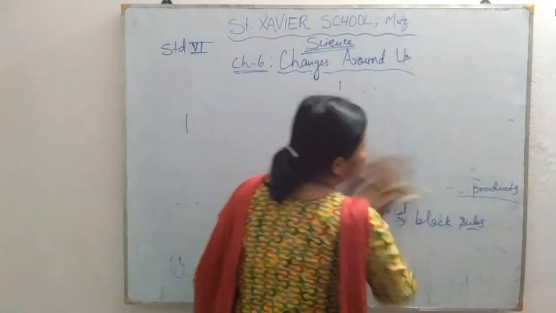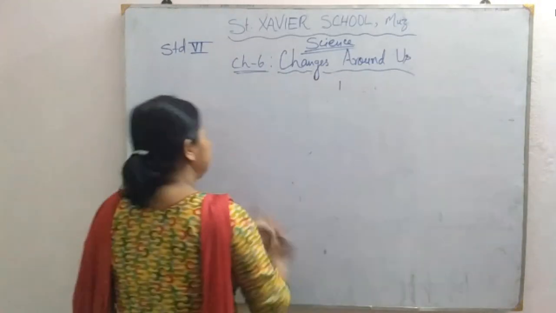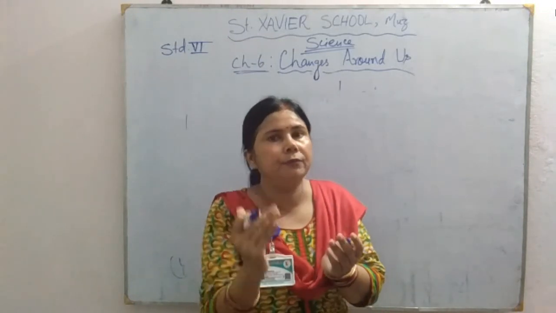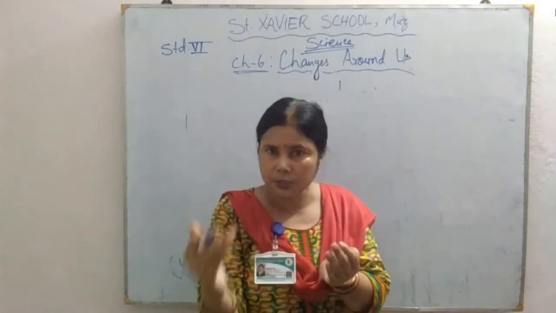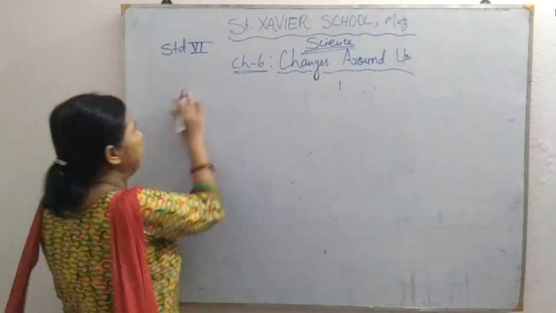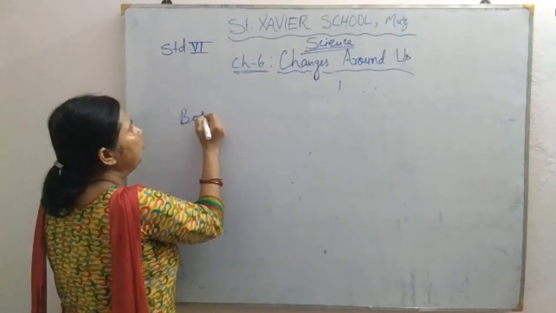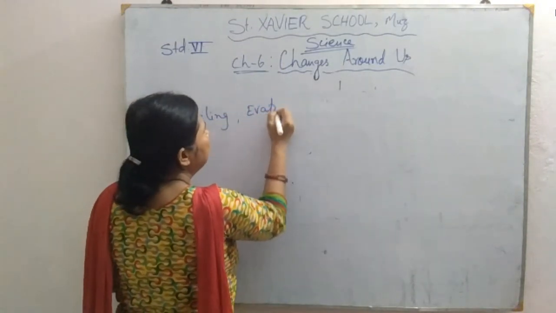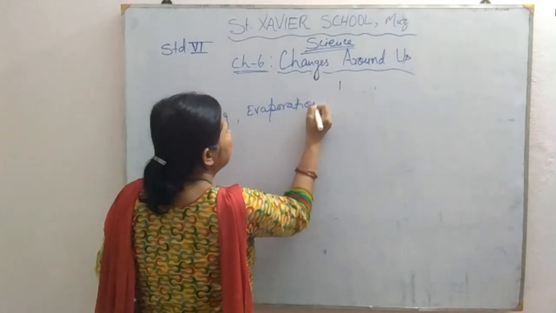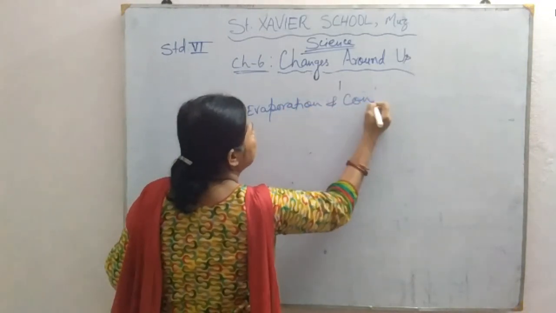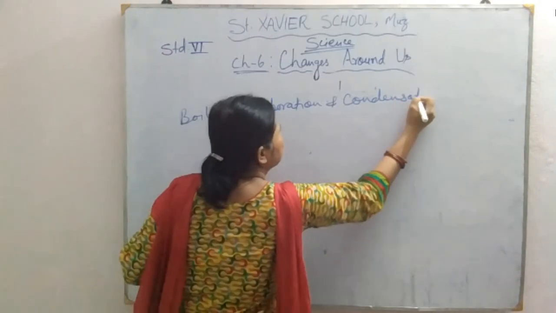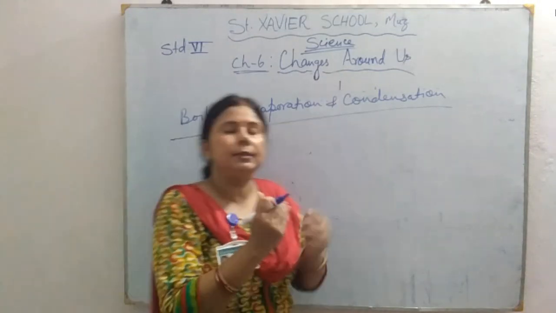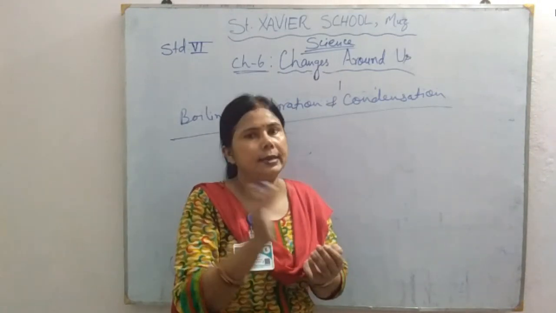Now we will see some more examples of physical and chemical changes. First of all, I will tell you about the changes. You try to find out which type of changes are those, whether they are physical change or chemical change. First see boiling, evaporation, and condensation. Let's see whether boiling, evaporation and condensation are physical changes or chemical changes.